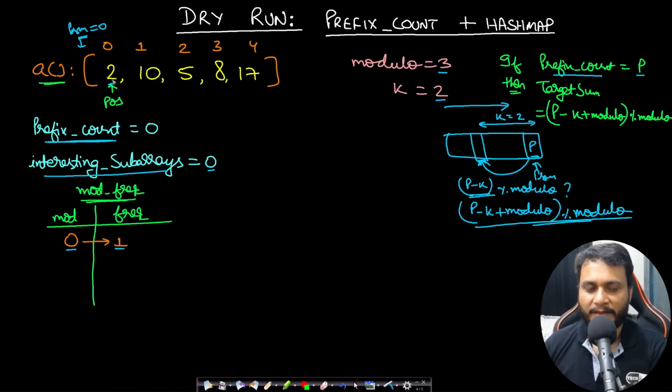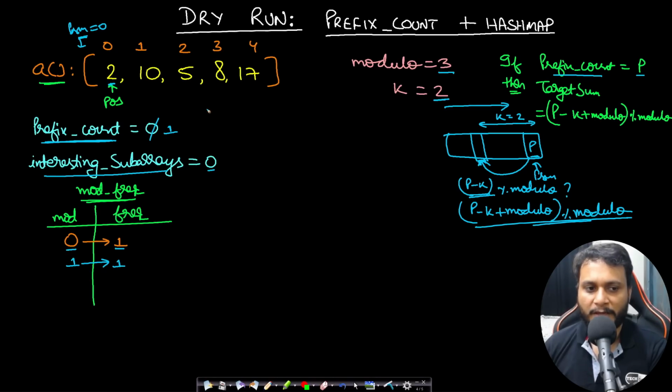Now let's see. The current item being 2. Is it an interesting item? First of all, you have to find it. So my prefix counter is 0, which is equivalent to prefix sum. 2 mod 3 is equal to k value 2. So this is an interesting element. So add 1 to it. Now add this entry into the hash map.